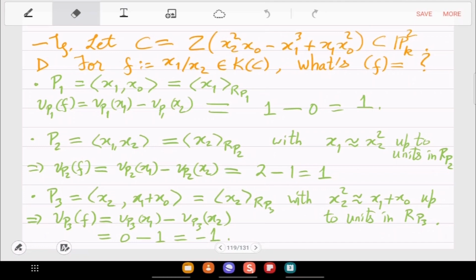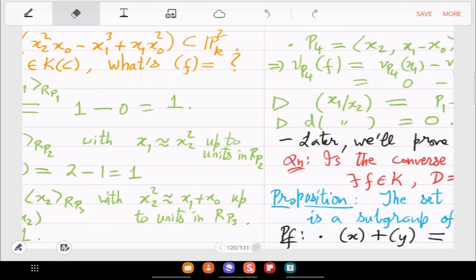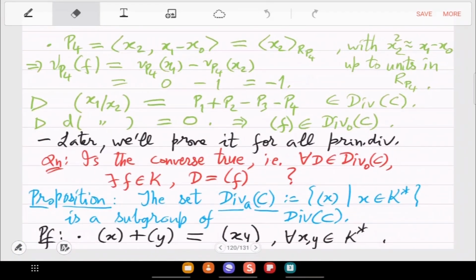Fine, then we saw that for a rational function, this x2 squared x0 minus x1 cubed example was instructive. So the function here is x1 by x2, and we saw all the zeros and poles. Zeros are p1 and p2 and poles are p3 and p4. So the principal divisor of this x1 by x2 is p1 plus p2 minus p3 minus p4. It's an important example to remember, because here the degree comes out to be 0. We'll show this now for all rational functions.